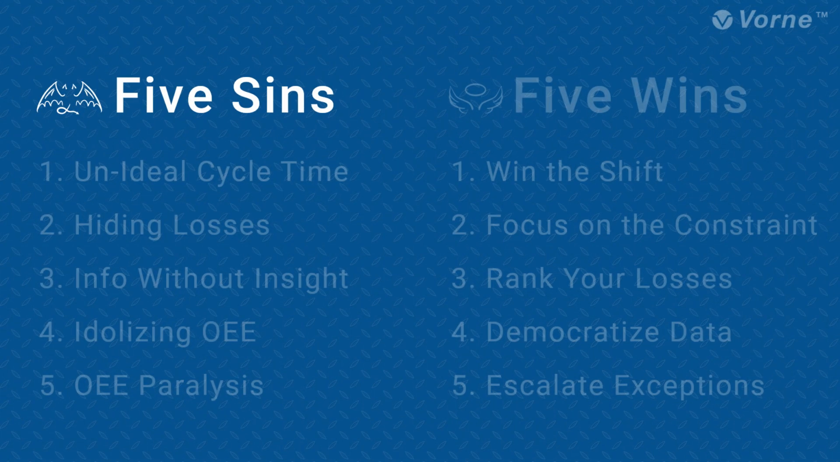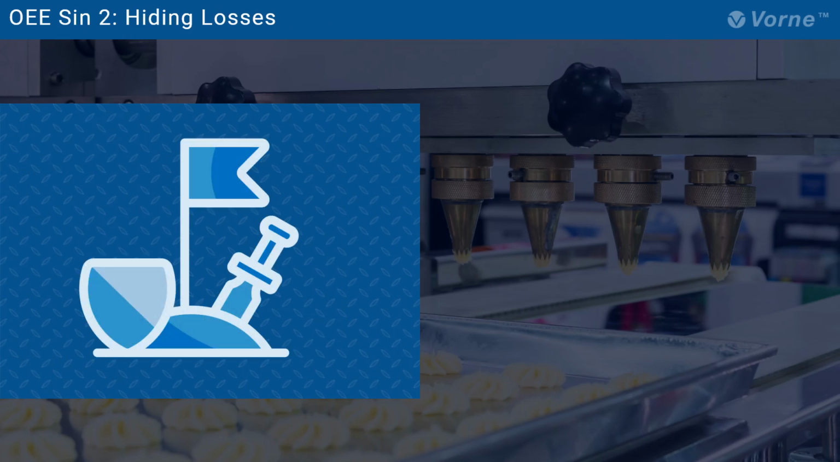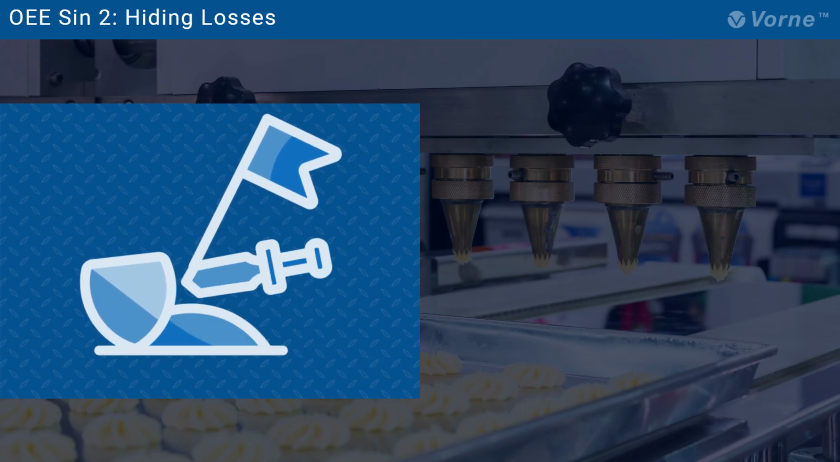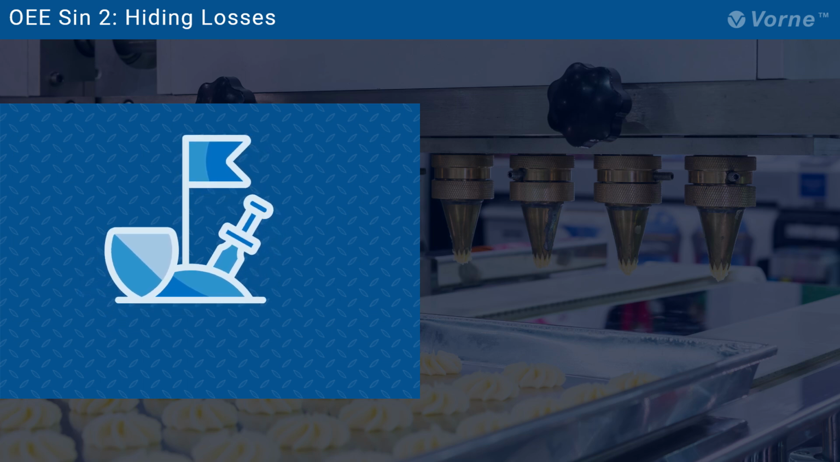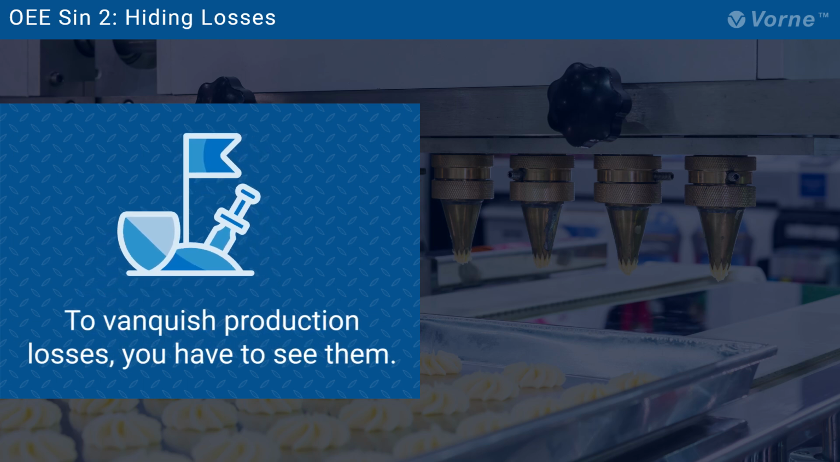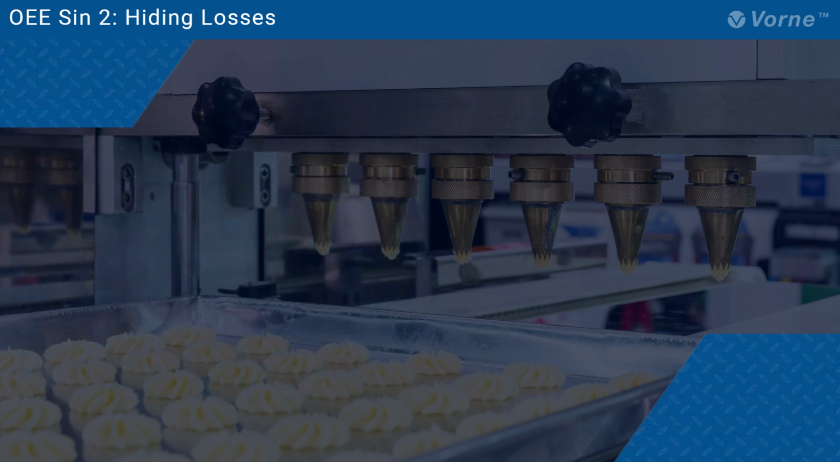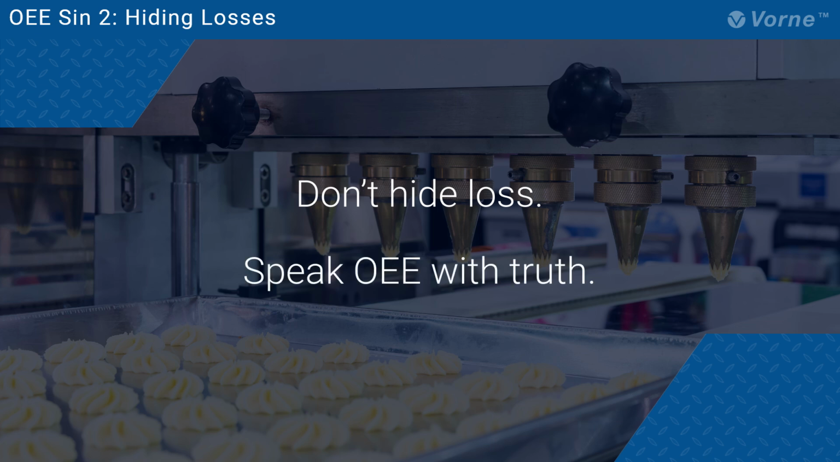Let's talk about the second deadly sin, hiding losses. OEE should be a brutal measure, and you should be an OEE gladiator, ready to vanquish your sworn enemy, production losses. But in order to confront losses, you have to see them, fully and completely. Many companies are enthusiastic about improving OEE, but whether it be accidentally or on purpose, hide certain losses. If you want to speak OEE with truth, here are 4 things to verify.